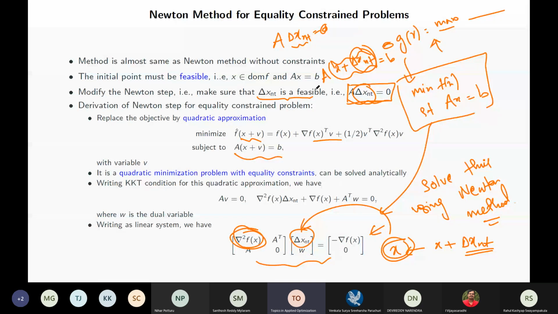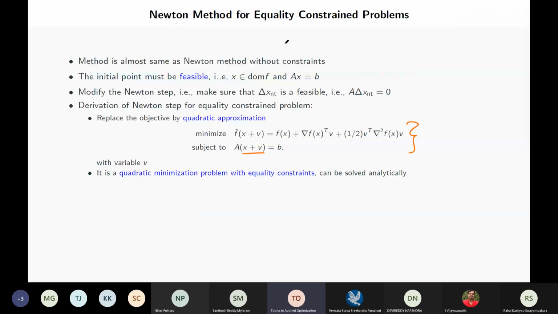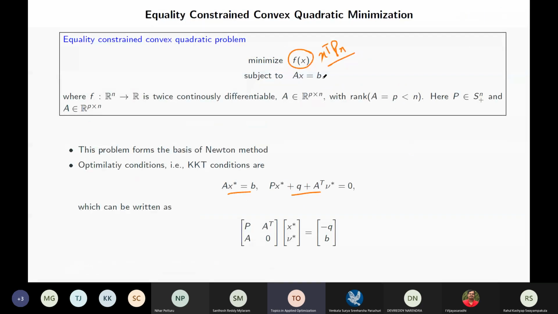So what I told you is that there is this additional thing that you have to take care of. Remember that if A is full rank, that was the case that we discussed previously, right? If A is full rank, there is no hope for you to find one, because if A is full rank, the only solution for Ax equals 0 is 0 only, right? Because if A is full rank, then I can invert it. So a non-zero delta x nt is only possible when A is rank deficient, and that was the assumption that was made in this example, right?